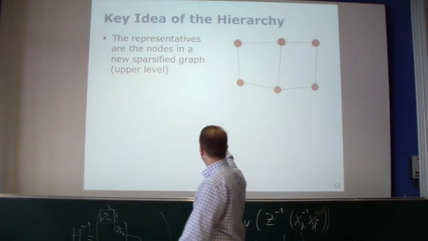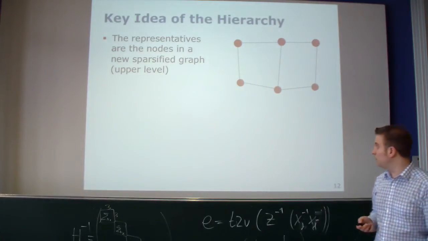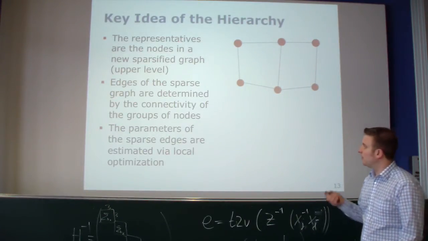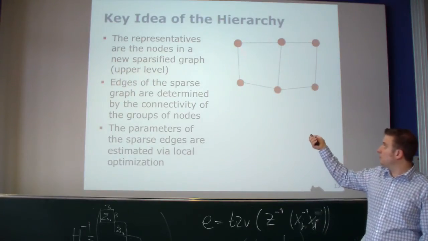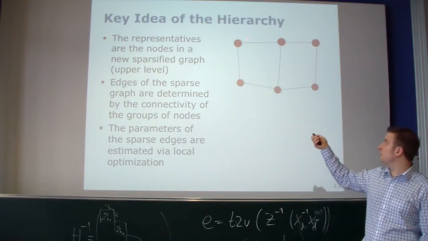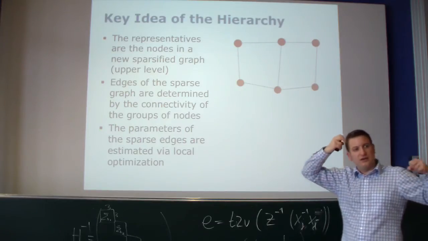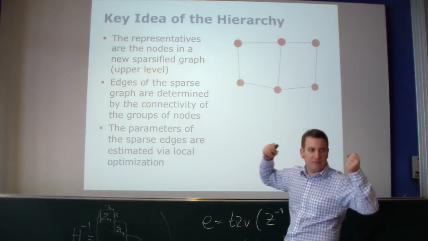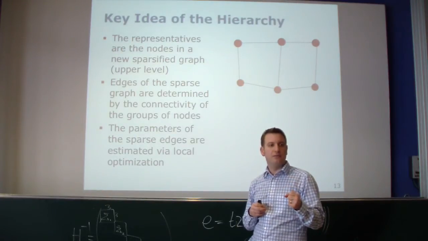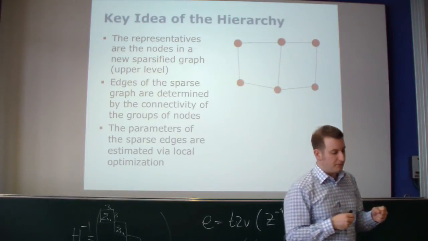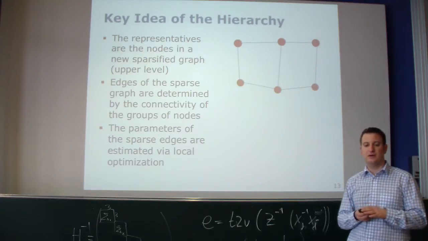I need to compute these edges on the higher level. So these edges here should represent the connectivity between two nodes. If the group represented by this node and the group represented by this node are connected with each other, I also want to have a connection in here, and this connection should, as well as possible, approximate all the connections we have on the lower level among the groups. Okay, is that kind of clear so far?